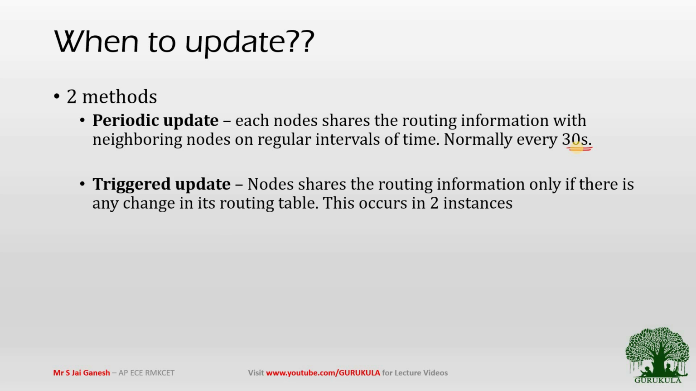And the second method of update is the triggered update. In this approach, a node shares its routing information only if there is any change in the routing table.